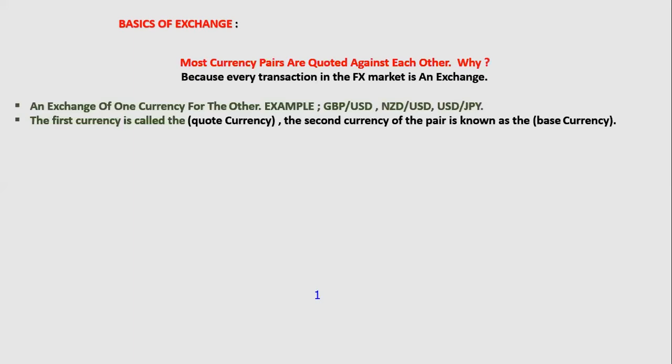So basically, this is going to teach us about foreign currency exchange. What is an exchange really? Most currency pairs are quoted against each other. If you look at your MT4, your trading terminal, you see that these charts are quoted as pound USD, NZD USD, USD JPY. The first currency is called the quote currency, and the second currency on every quote is called the base currency. You should know that. So if I say buy the pound, you are buying the pound. You buy the NZD, you are buying the NZD.